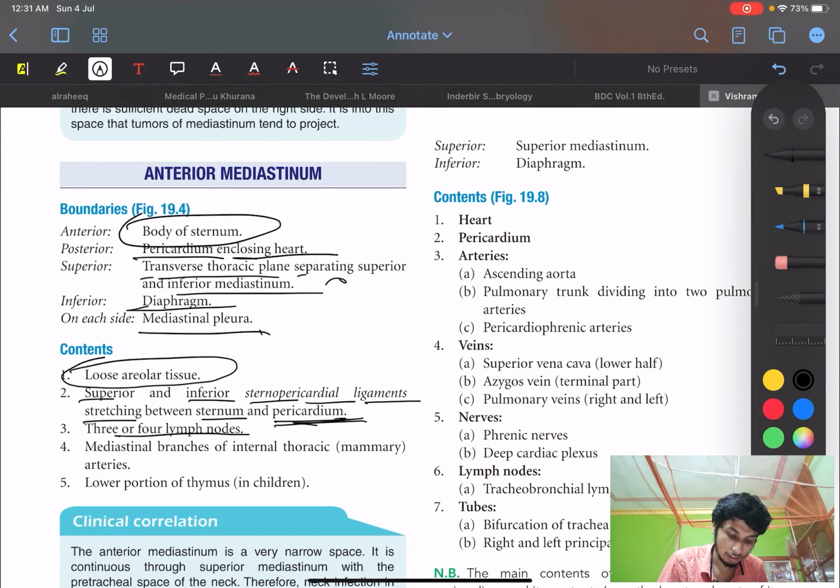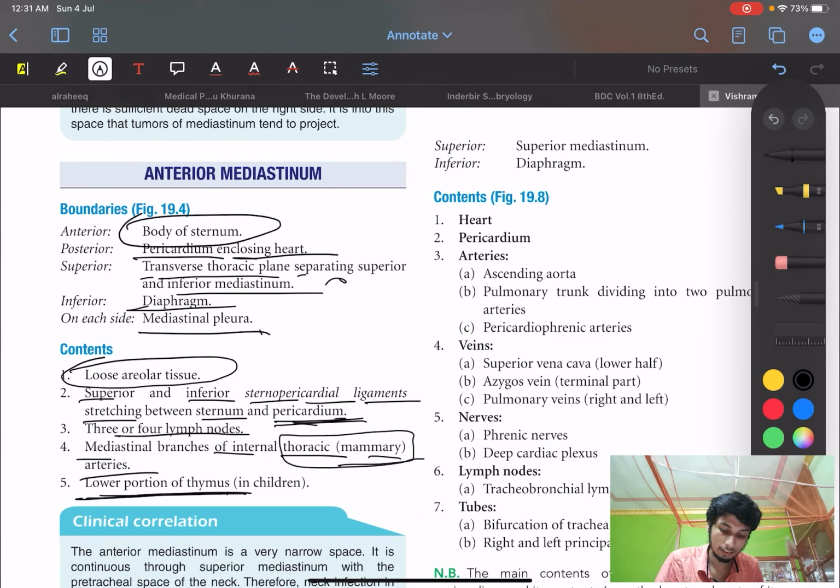There are 3 or 4 lymph nodes, that's also numeric. Lower portion of thymus. I don't have the organ in the picture, so I cannot show that. The mediastinal branches of internal thoracic artery, or the internal mammary artery. The mammary or the breast lies almost at this plane, so the mediastinal branches of the internal thoracic artery will be at this position.